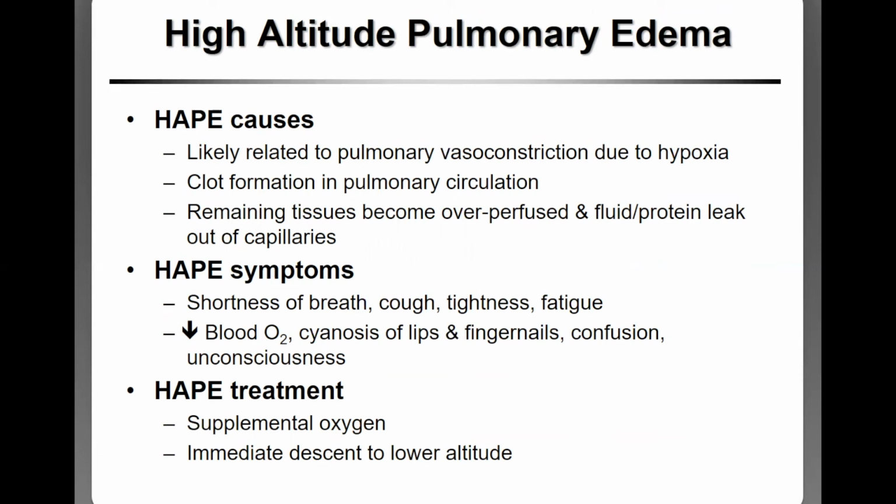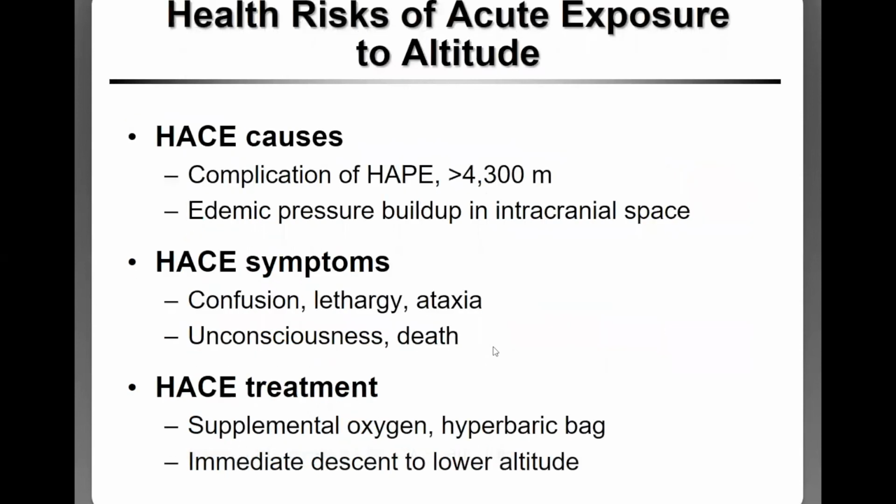So high altitude pulmonary edema is likely related to pulmonary vasoconstriction due to hypoxia, as the body is trying to adapt to hypoxic conditions. It can also involve clot formation in the pulmonary circulation. And the symptoms are shortness of breath, coughing, tightness in the chest, fatigue. On the outside, the person's lips would be bluish in color, the fingernails would be bluish in color. The person will have confusion and they also may be unconscious. So obviously, supplemental oxygen and immediate descent to lower altitude would be the appropriate measure to take.